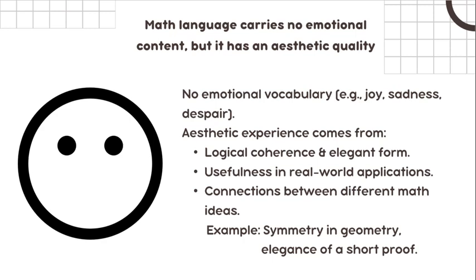For example, symmetry in geometry. That is a topic about patterns. In symmetry there is balance, and it conveys an aesthetic quality. Another is proving, which you encounter in third year. A short and concise proof is more acceptable than a long explanation. That is an example of the elegance of a short proof.